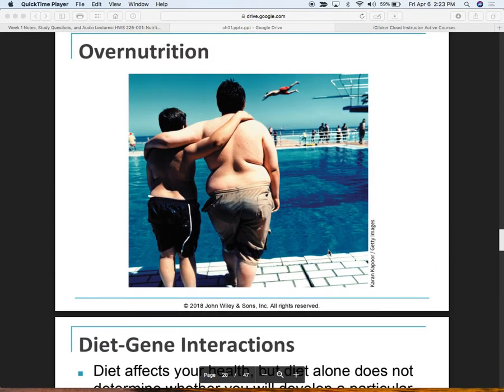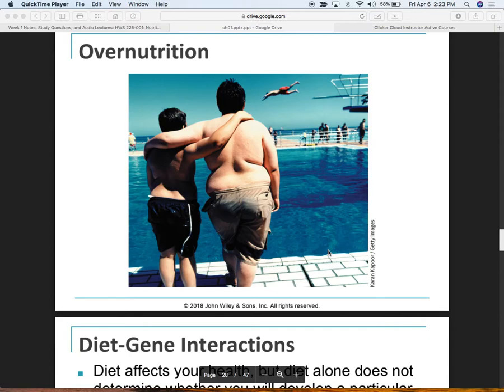Now, overnutrition is a form of malnourishment, and is characterized by excess body weight. That's what they're trying to illustrate here. This is a concern in terms of a public health concern, so it's a concern from a societal standpoint. You can look at the epidemiologic data.